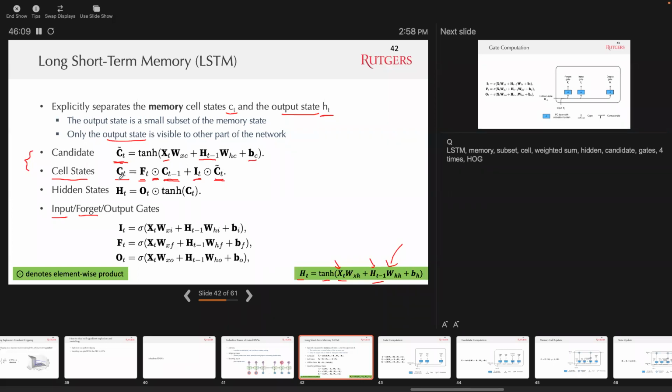And after this, we said before that the output state H is actually a subset of the memory state. So H is a subset of C. That means to compute H, we will need to take the cell state, and it's going to go through some nonlinear operation, and then you have this output gate, O for output, and this output gate is going to control every entry.